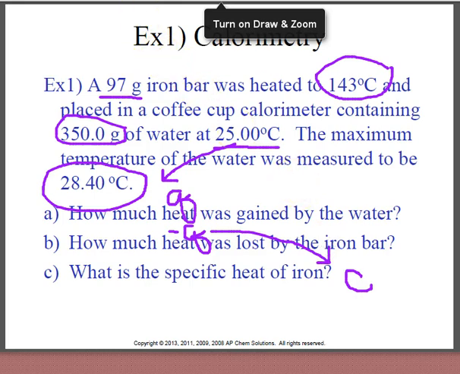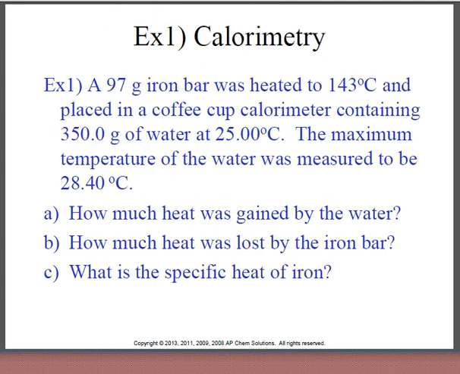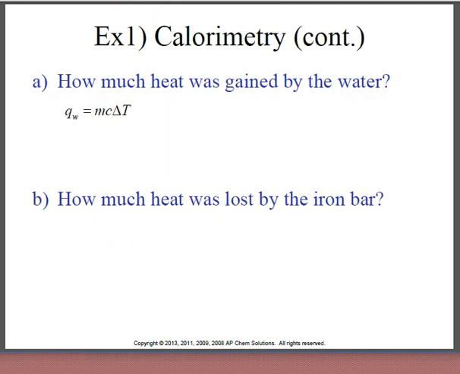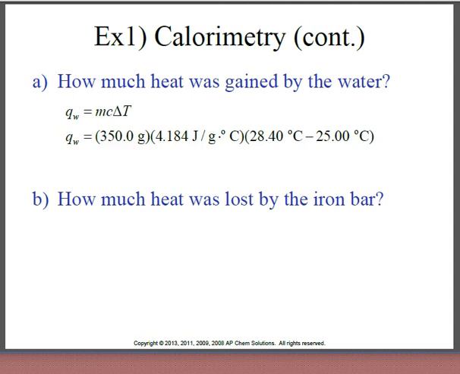So let's start by calculating how much heat was gained by the water. So we have our equation, Q equals mc delta T. What was the mass of our water? If we're doing the Q for water, we need the mass of the water. Well, it's 350 grams. We know from the previous slide that the specific heat of water never changes. It's 4.184 joules per gram degree Celsius. And then our temperature change is always going to be the final temperature minus the initial. So we'll subtract those two values.